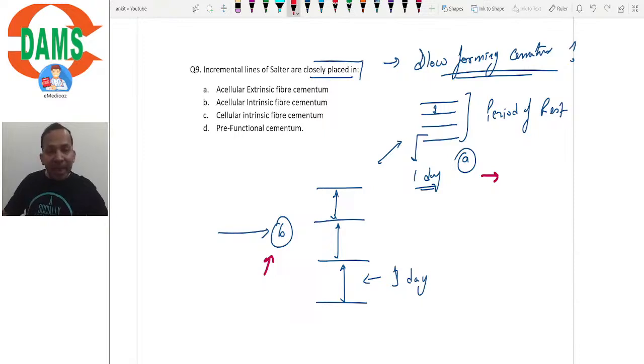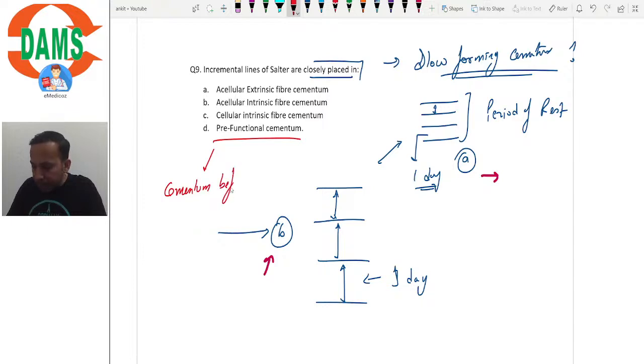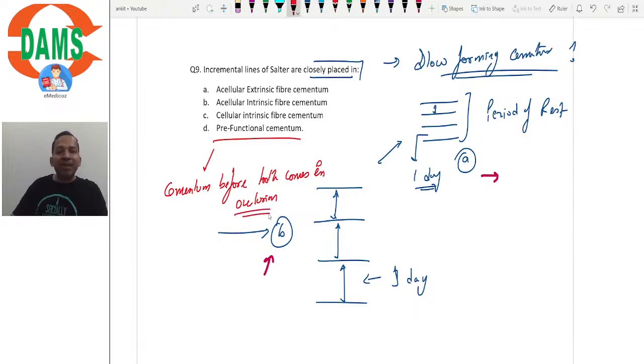So we have to see which is the primary cementum, and wherever the primary cementum is, that is our answer. So D, that is pre-functional cementum, the cementum formed before the tooth erupts or before the tooth comes into occlusion, right? Cementum formed before tooth comes into occlusion. So definitely it is describing the primary cementum or the acellular extrinsic fiber cementum. So option A and option D are exactly the same. And option A, obviously, acellular extrinsic fiber cementum has to be the correct answer, isn't it?